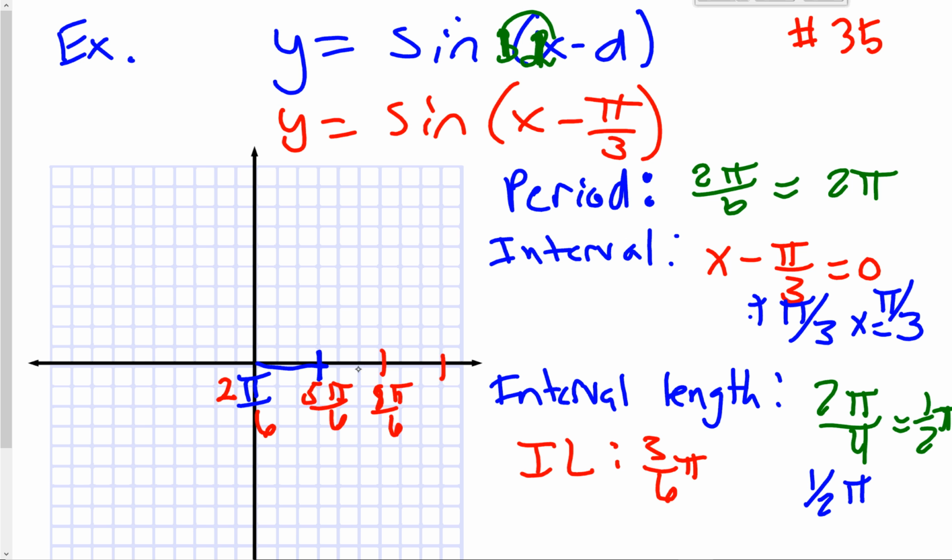Then 11 pi sixths. There we go. So that's 1, 2, 3, 4, one more. Somewhere out here, that'd be 14 pi sixths. And I don't care if you reduce these. If you want to reduce them, you can. You don't have to.